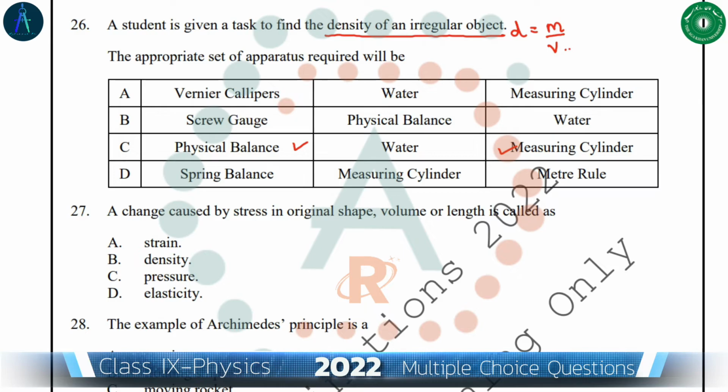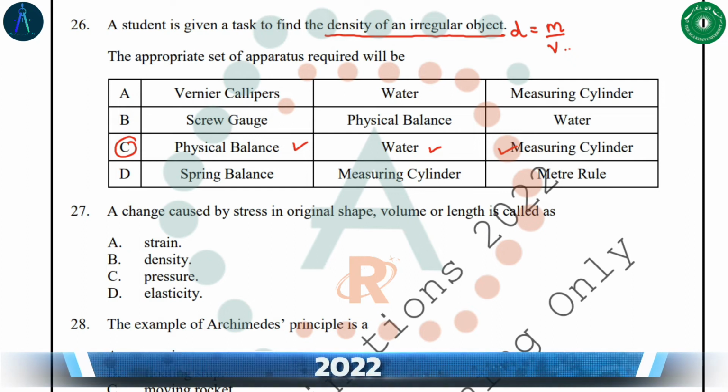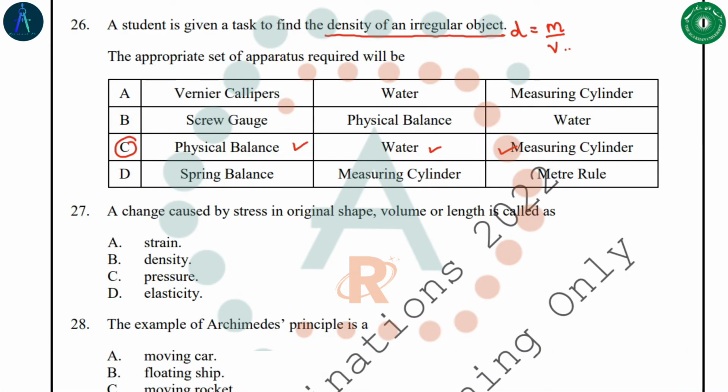Then the level of water inside that cylinder will rise, and the rise in level of water would be equal to the volume of that irregular object. So the set of apparatus that we need to measure the density of an irregular object will be a physical balance to measure mass, and a measuring cylinder filled with water to measure the volume of that object. So option C is the correct answer.